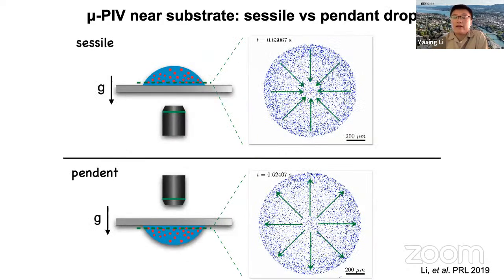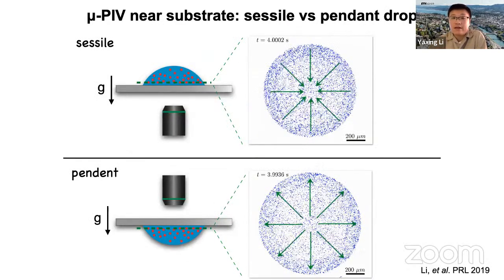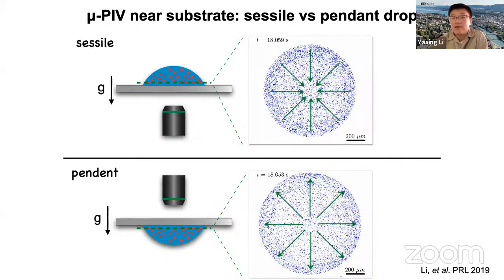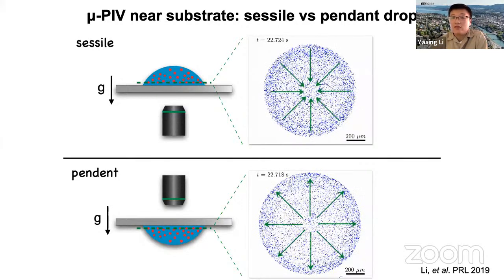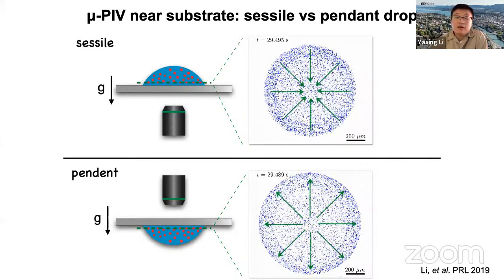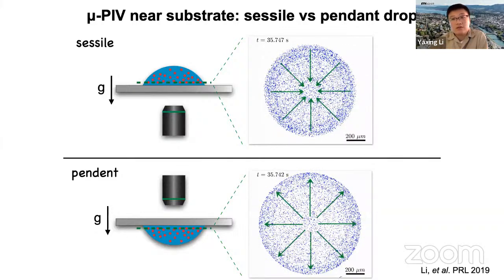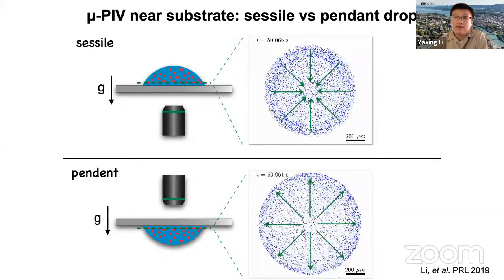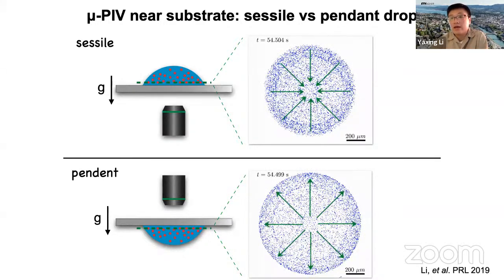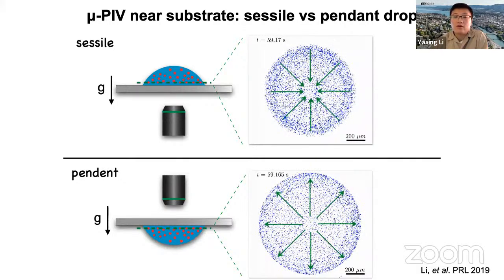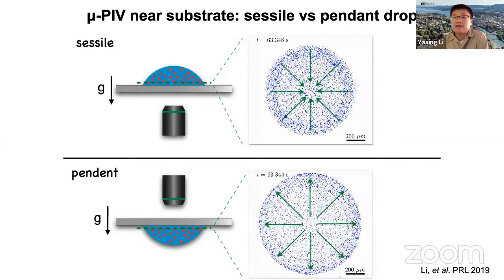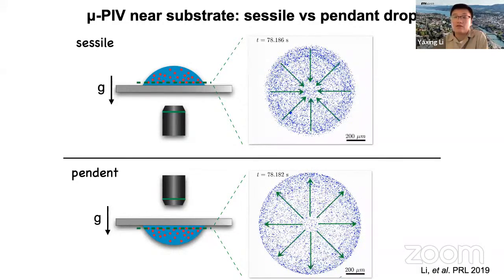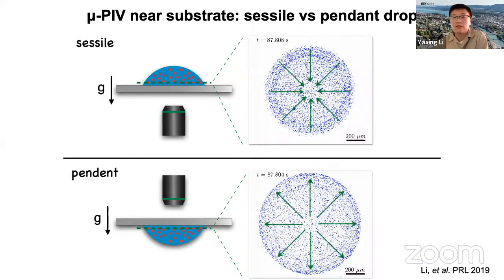Then we use the micro-PIV technique to look at the flow structure within the droplet. We have a sessile droplet and also a pendant droplet. But surprisingly, for these two droplets we see completely different radial flow structures. For the sessile droplet, the flow is radially inward. For the pendant droplet, we have the opposite direction: the flow is from the center towards the edge. This directly shows that gravity is dominating the flow structure in this small droplet.